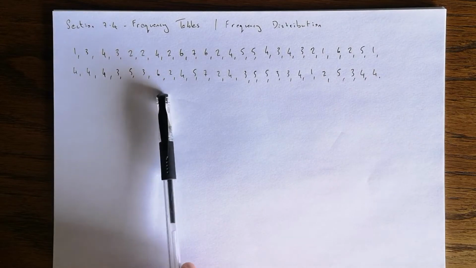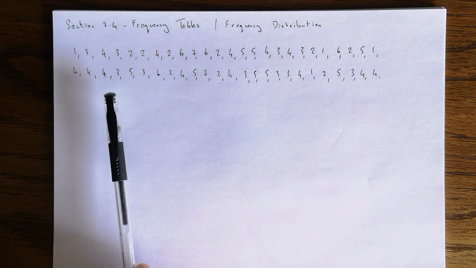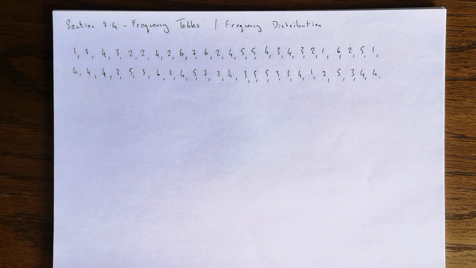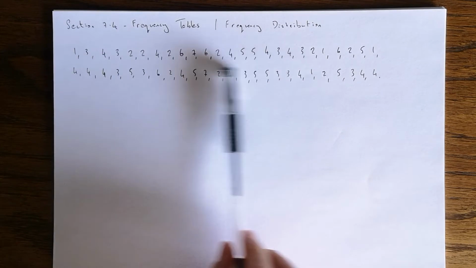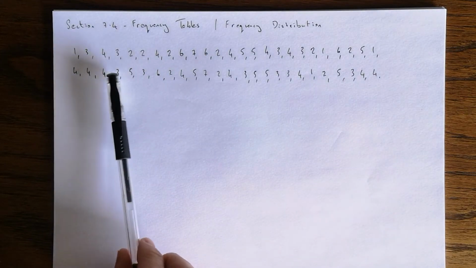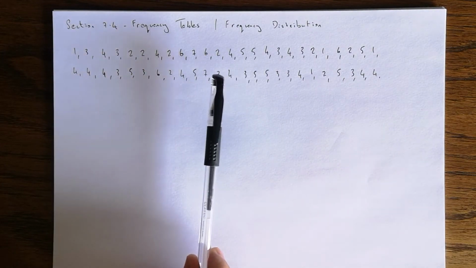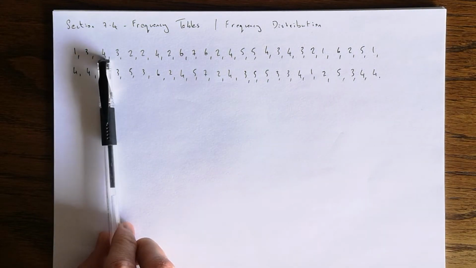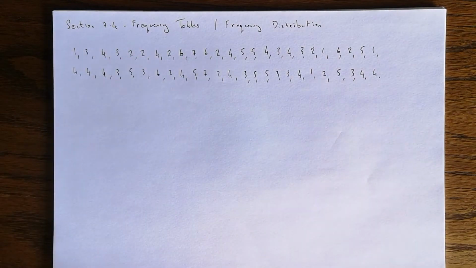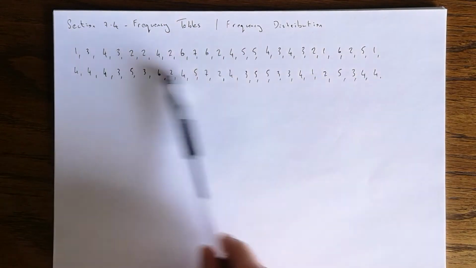So let's say we did a survey where we wanted to find out how many children per family. So we surveyed a whole load of people. I think there's 50 different families there. And all we asked was how many children are in your family. So in this family there's one, in this family there's three, in this family there's four, three, two, two, four. So I'm not going to go through them all, but that's the information that we got.